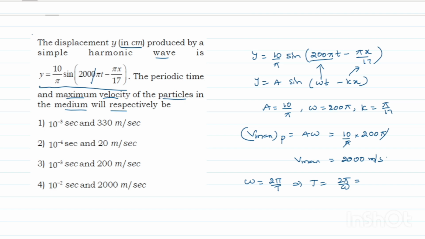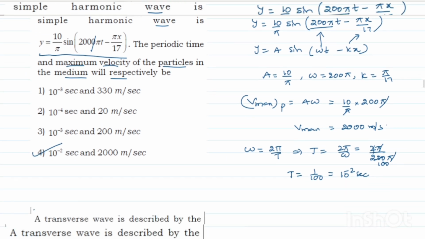So here the omega value is given as 2 pi by omega, it's nothing but 200 pi, so pi gets cancelled, 200 times. So the time period will be 1 by 100, it's nothing but 10 power minus 2 seconds. So the answer will be 10 power minus 2 seconds, and 2000 meter per second is the correct answer.